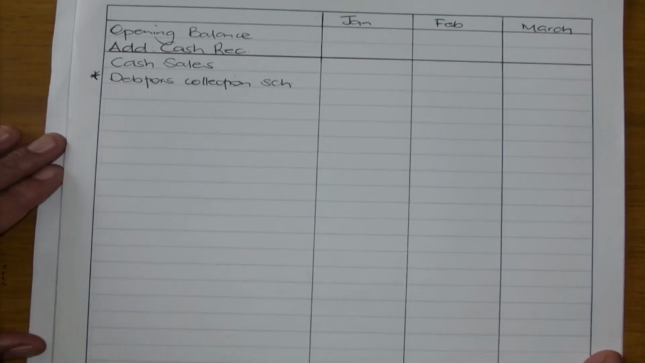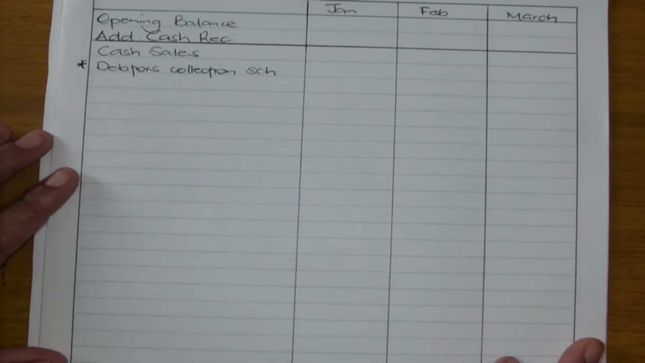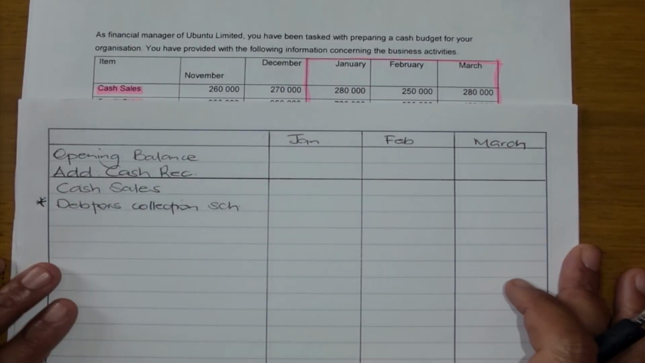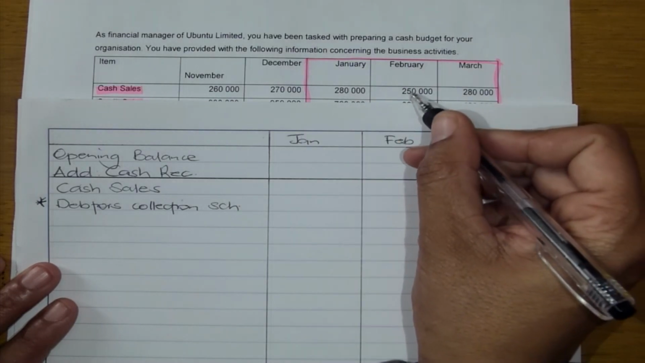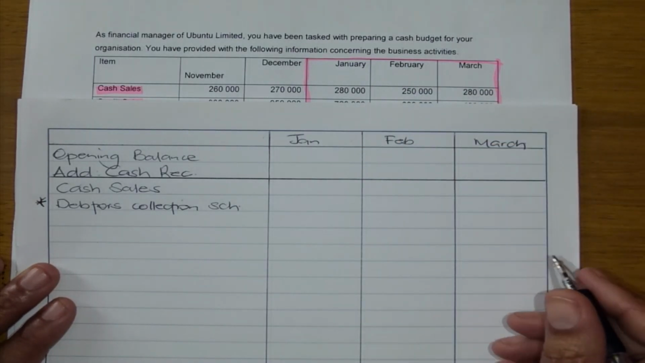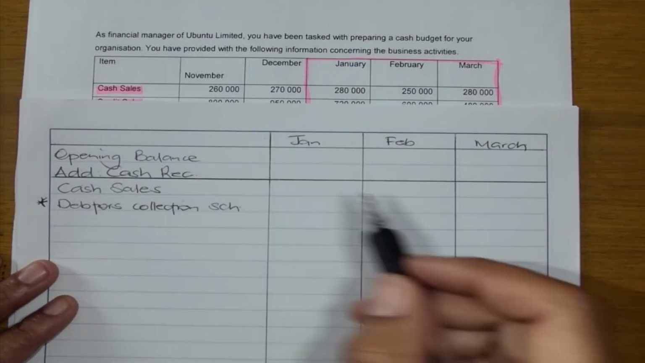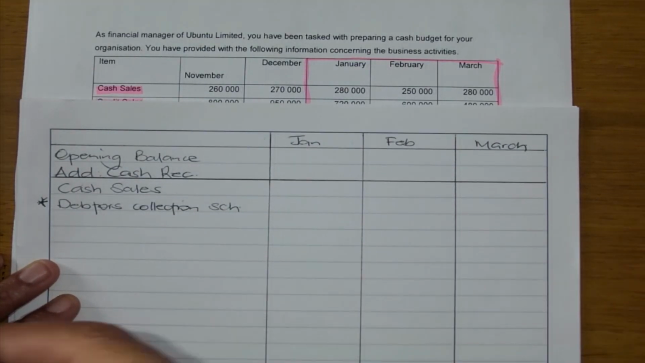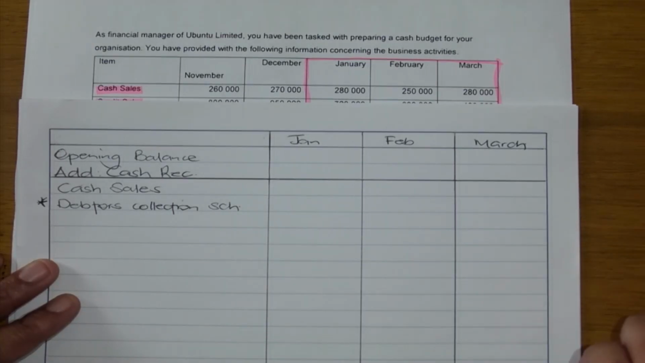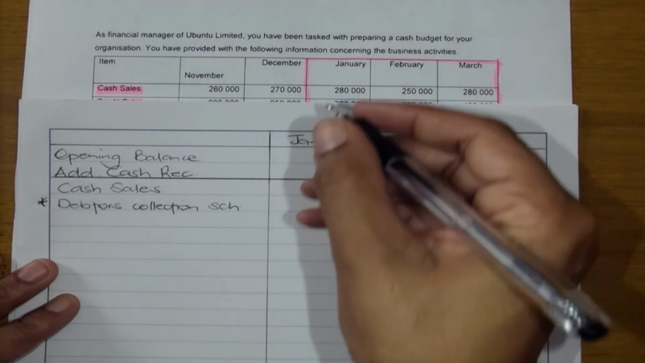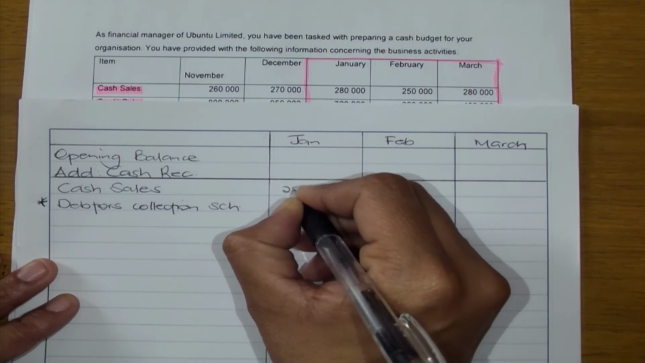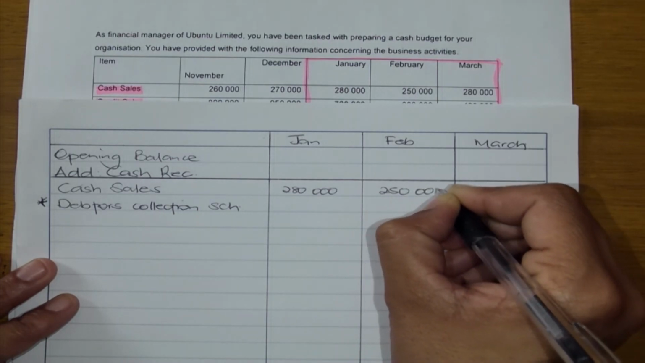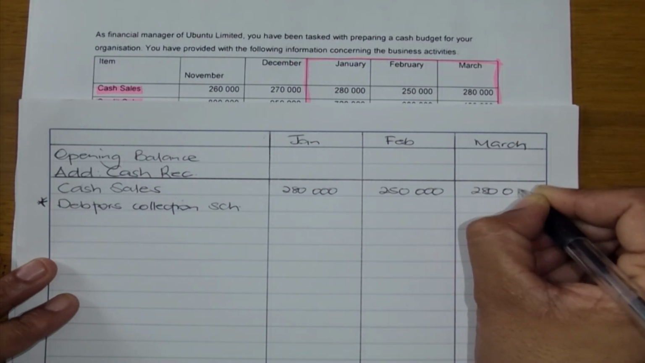So now it says cash sales. Now remember, they gave us cash sales. So I just go and I jotted in: for January, it's 280. For February, it's 250. For March, it's 280. Sometimes they will add it in the total sales and they will expect you to calculate it. They could say out of total sales, 40% is cash sales. Then you must just calculate it. But now they gave it to us. So yeah, I can just put in 280, 250, and 280.